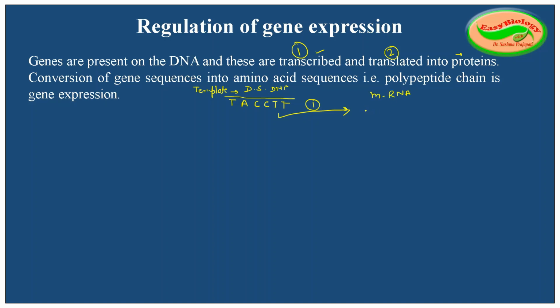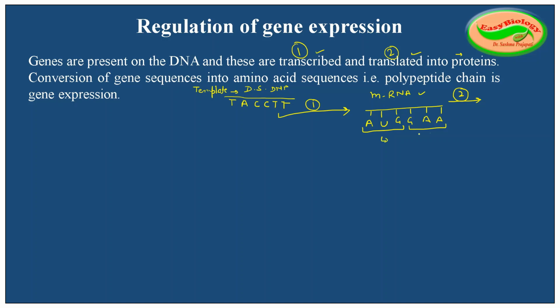So the sequence in this messenger RNA will be adenine, uracil, guanine, G, adenine, A. Okay, so this will be the sequence in the messenger RNA and these are the genetic codes. Now the next step is translation. This is the second step, translation, where these genetic codes will be converted into the amino acid sequence.